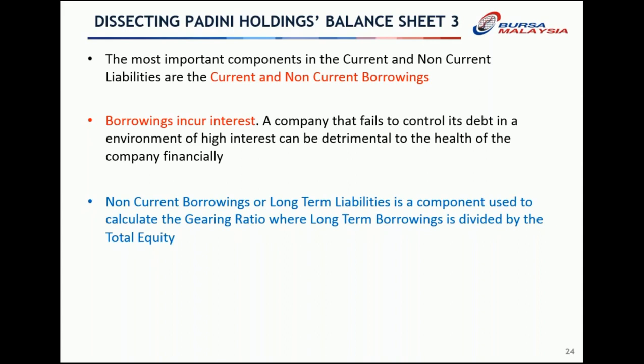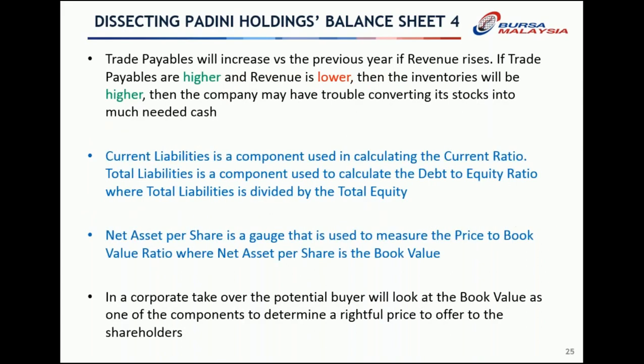Which means I have a lot of short-term loans. So it rests on the current liabilities and is not included in the long-term liabilities. So on paper, it looks nice. The gearing ratio looks good. But in total, if you use the debt to equity level, then you can see that the figure becomes very big. So that's why it pays to look at both the current and non-current borrowings. Trade payables will increase versus previous year if revenue rises.